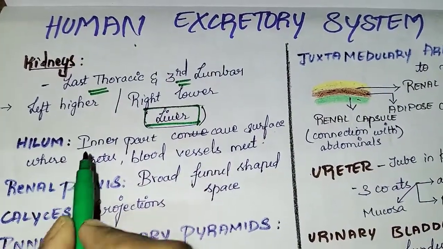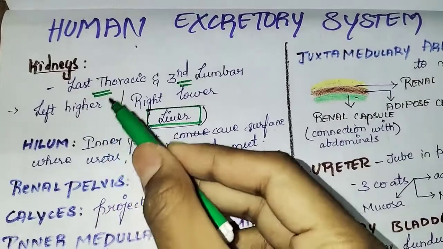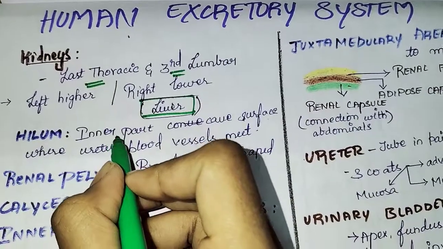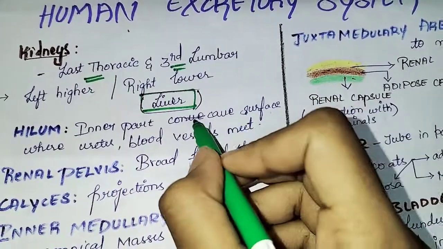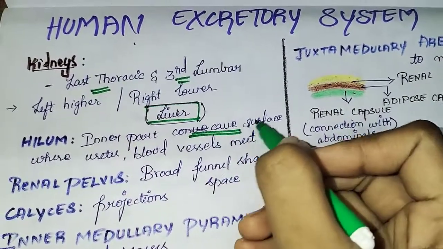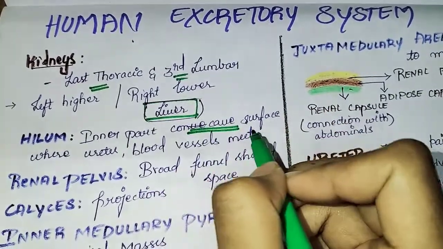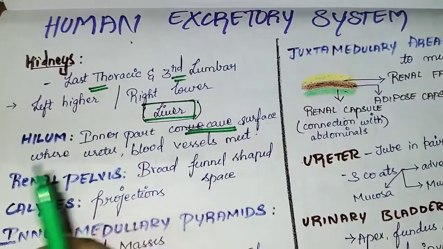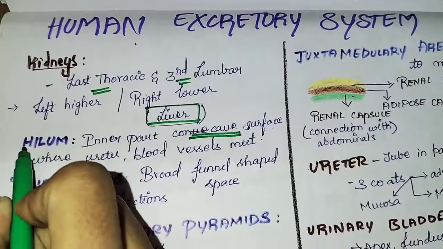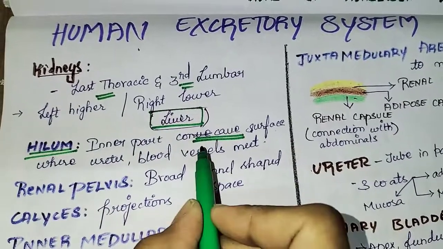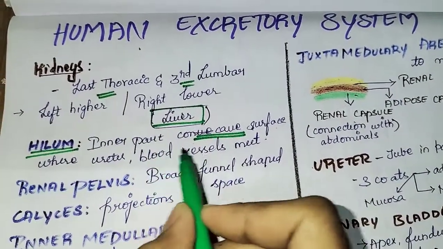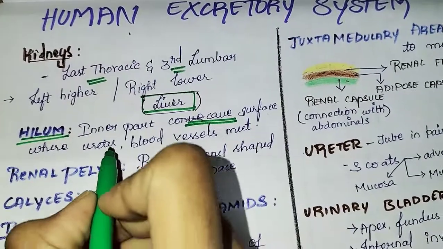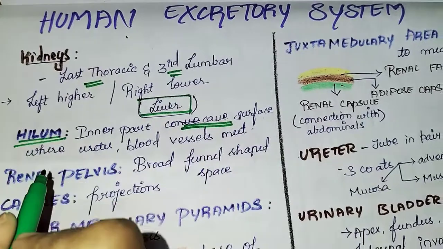Next is the hilum. In the kidney, we will see the parts now. What is the hilum? The inner part, the concave surface. This point is important. They are concave in shape, where all the outside vessels and the inside vessels connect. So the hilum is the part where the blood vessels from outside and the nephron tubules and collecting ducts from inside all gather together and unite.